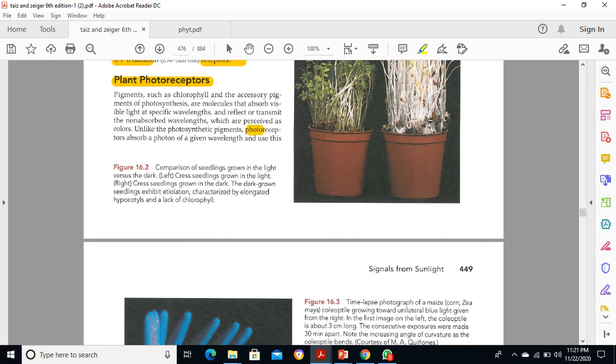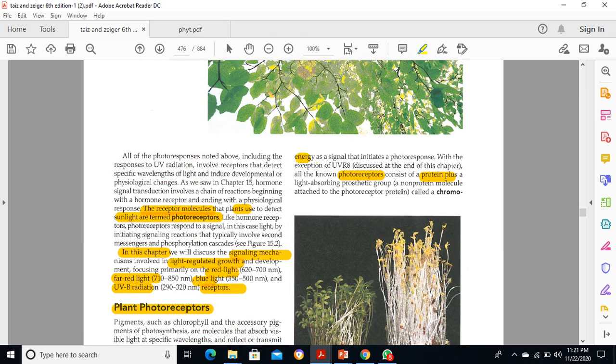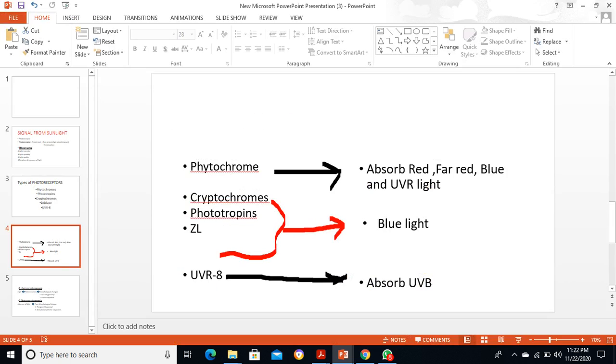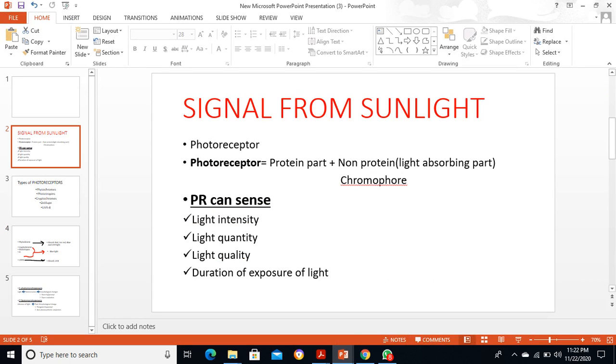So you can see photoreceptors will absorb a photon of a given wavelength and use this energy as a signal to initiate various photoresponses. When we consider a photoreceptor, it consists of a protein part and a non-protein light absorbing part. The light absorbing part of the photoreceptor is the non-protein part, which we call the chromophore. All photoreceptors consist of a protein part and a non-protein part, except UVR8. UVR8 does not contain this protein and non-protein part.